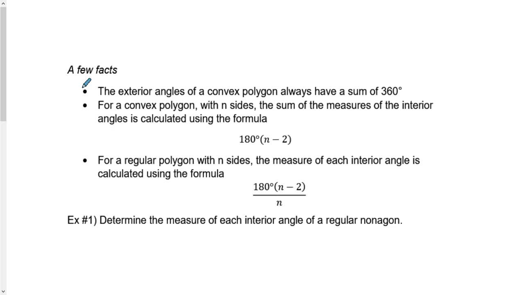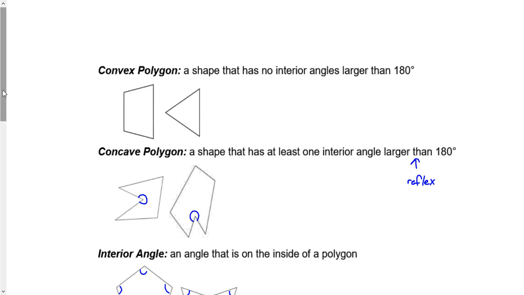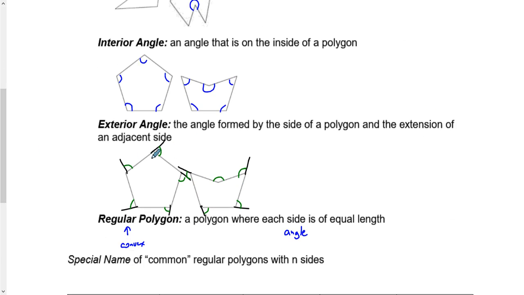So there's a few facts. The exterior angles of a convex polygon will always have a sum of 360. What that means is if I were to take all of these exterior angles of this convex polygon, they will add up to be 360.